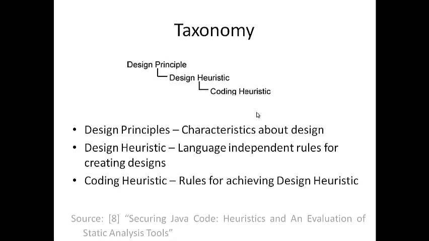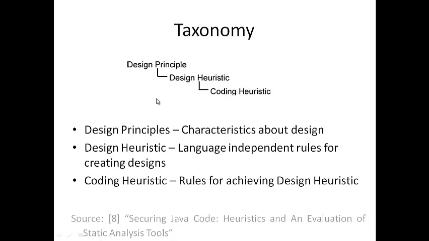We have design principles at the top level of abstraction. They are basically the characteristics about design. For example, a software design shouldn't be too rigid, so that every change affects other parts of the system. Secondly, a software shouldn't be fragile. That is, when you make a change in one part of the system, it shouldn't break the other parts of the system. And finally, the software design shouldn't be immobile, which makes it harder to reuse.